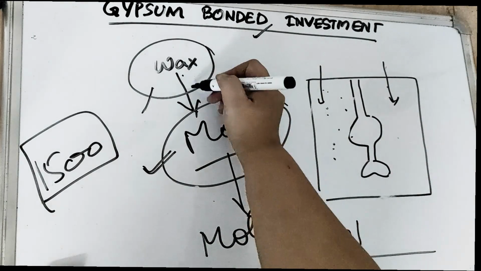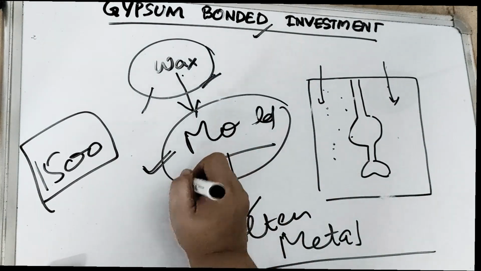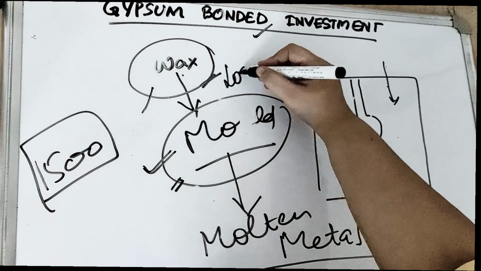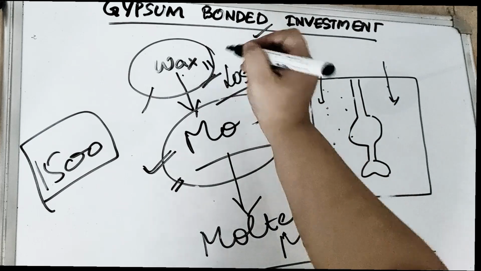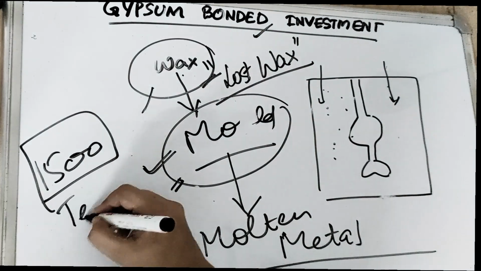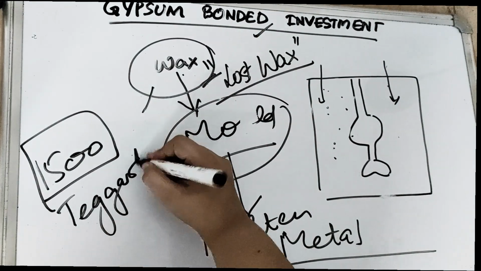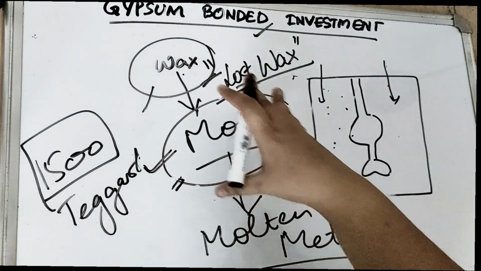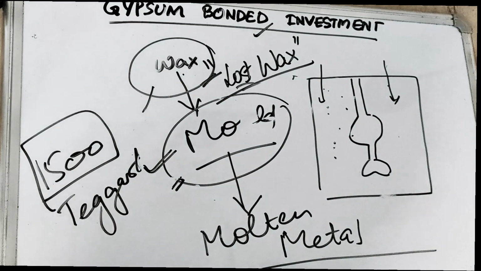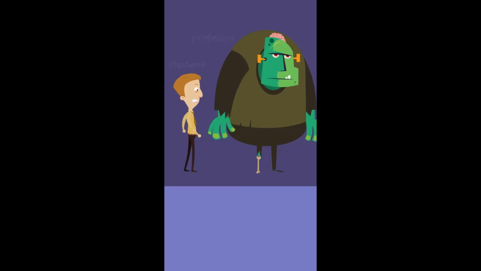This technique of melting the wax and making the mold is what we call the lost wax technique. This is also a frequently asked question for Viva, which was given by Taggart. Basically we are losing the wax and creating the mold, very simple, the lost wax technique. And let's start with the gypsum bonded investment.